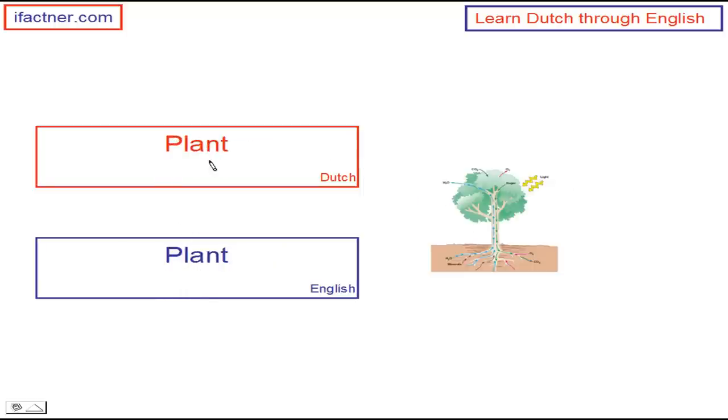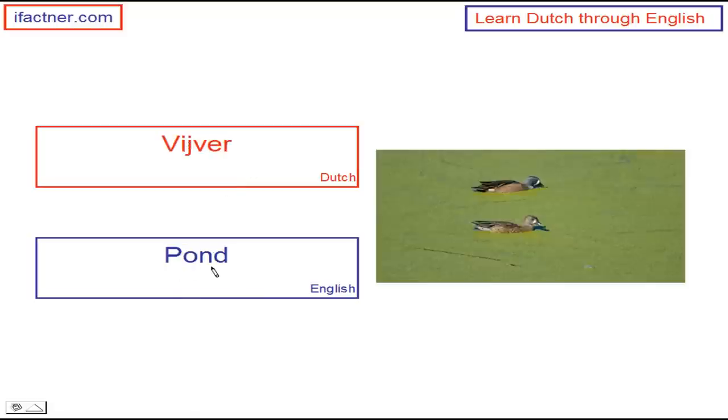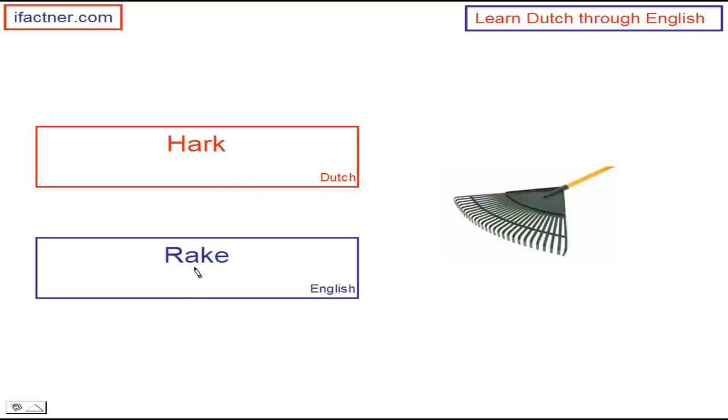Plant is plant. P-L-A-N-T, plant. Pond is vijver. V-I-J-V-E-R, vijver. Rake is hark. H-A-R-K, hark. You have to do an R trill. So it's hark.